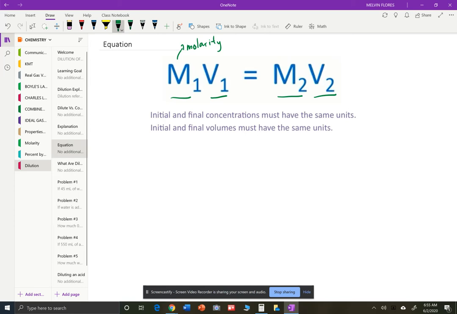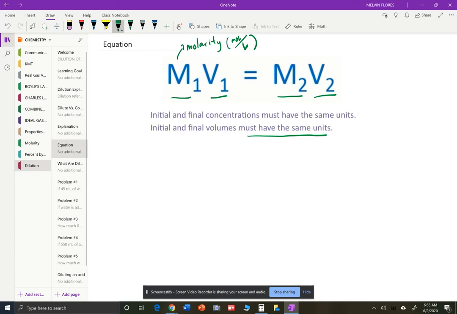The initial and final concentrations must have the same units. For example, if your molarity is mole per liter, so mole of solute per liter of solution. And of course, your volume should be consistent also. Your volume can be in liter or milliliter, but V1 and V2 should be in the same units. If, for example, V1 is in ml and V2 is in liter, then you need to convert ml to liter or liter to ml.